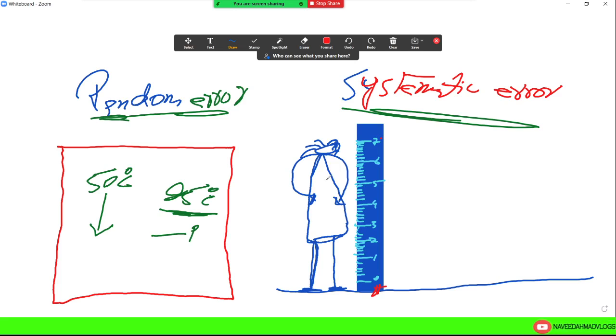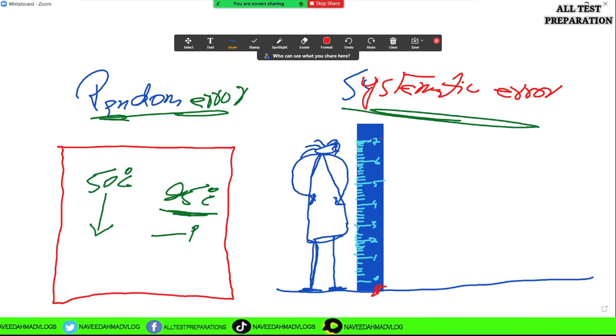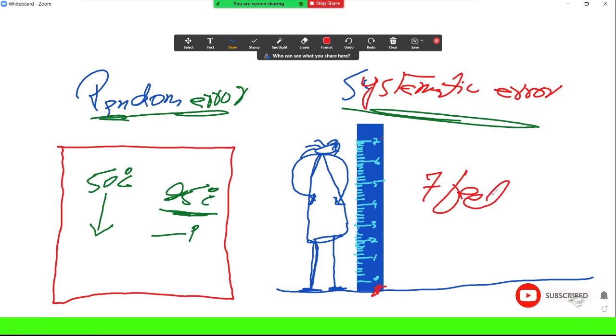No. Good. Why? Because I'm not 7 feet tall. No, let's suppose, this is just a supposition. The height of this girl will be 7 feet. Is it right? No, no, it's not right.